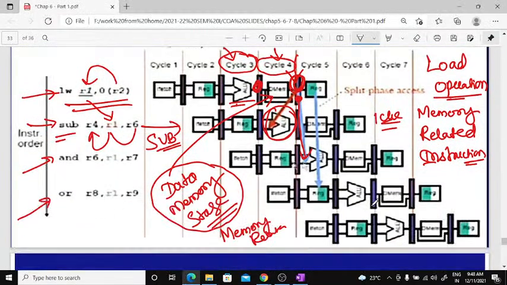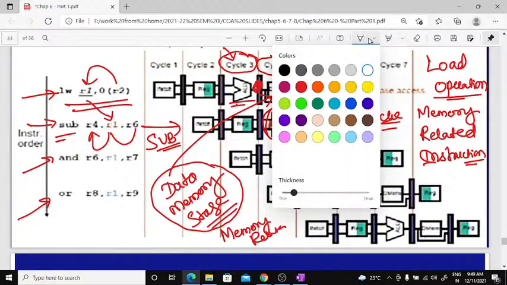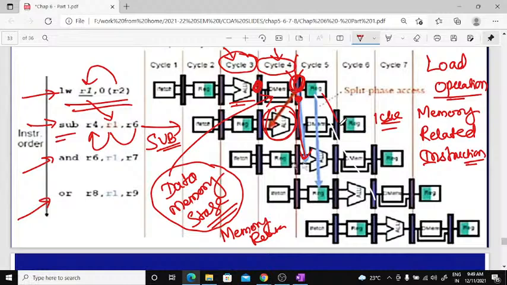So here we will get the data, the data is available here. Okay, so for the fourth instruction we will get the data here. To do this addition, the data will be available for the fourth instruction. So no need to worry about that.